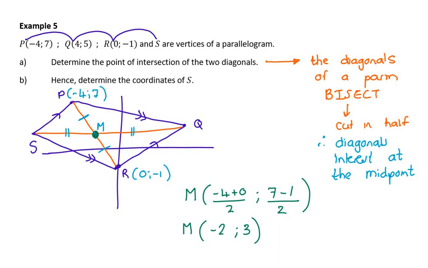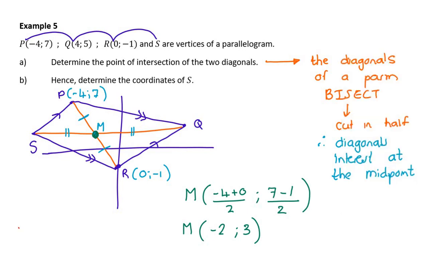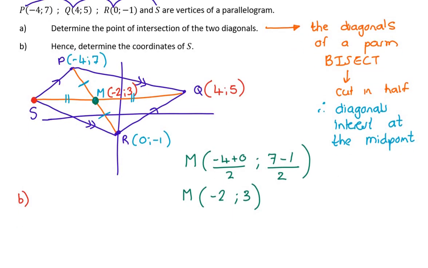Now that whole concept is really useful, but it's most particularly useful in our second question, which is question B, which says, can you therefore work back to the coordinates of S? So let me just fill in that Q is (4, 5), and I now know that M is (-2, 3). Now there's multiple ways to work backwards to S. What is one of the ways?